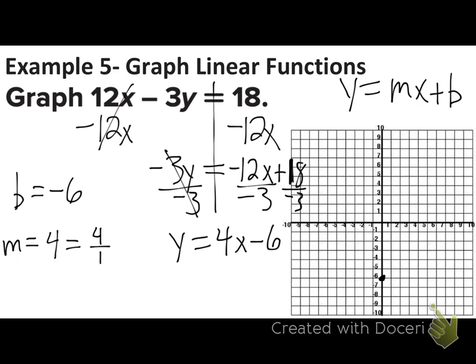Okay, my slope is positive 4 over positive 1. So positive up top tells me I'm going up or down. Up 4. Positive in the bottom tells me I'm going left or right. Right 1. So for my slope, from my y-intercept, I'm going up 4, right 1, and putting another point. We okay with that? Up 4, right 1. I'm going to keep doing that until I run out of room.